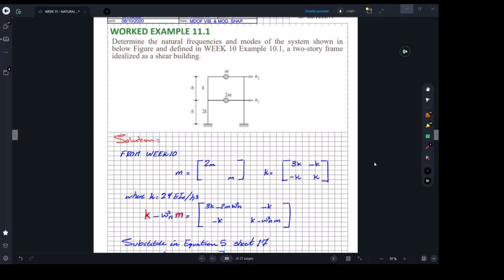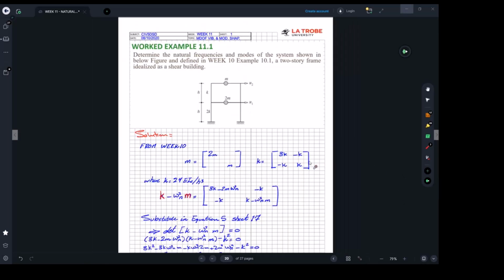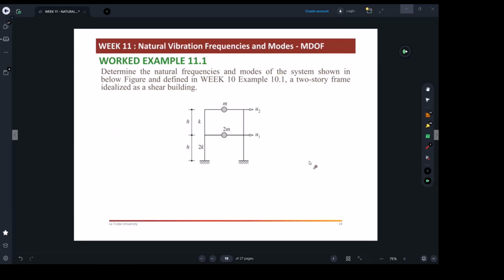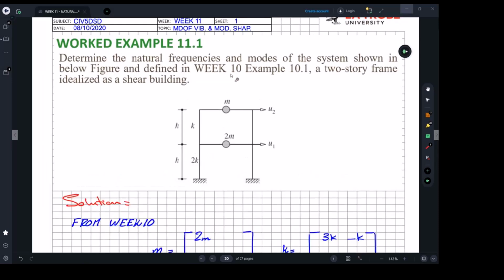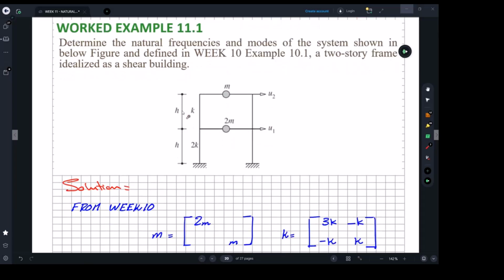All right, so the first example we have here, 11.1, is, as I said, a continuation of the example we looked at last week, which is week 10. Example number 1, we started from a frame like this. The second floor mass is half of the first floor. Same applies for the stiffness of the posts.